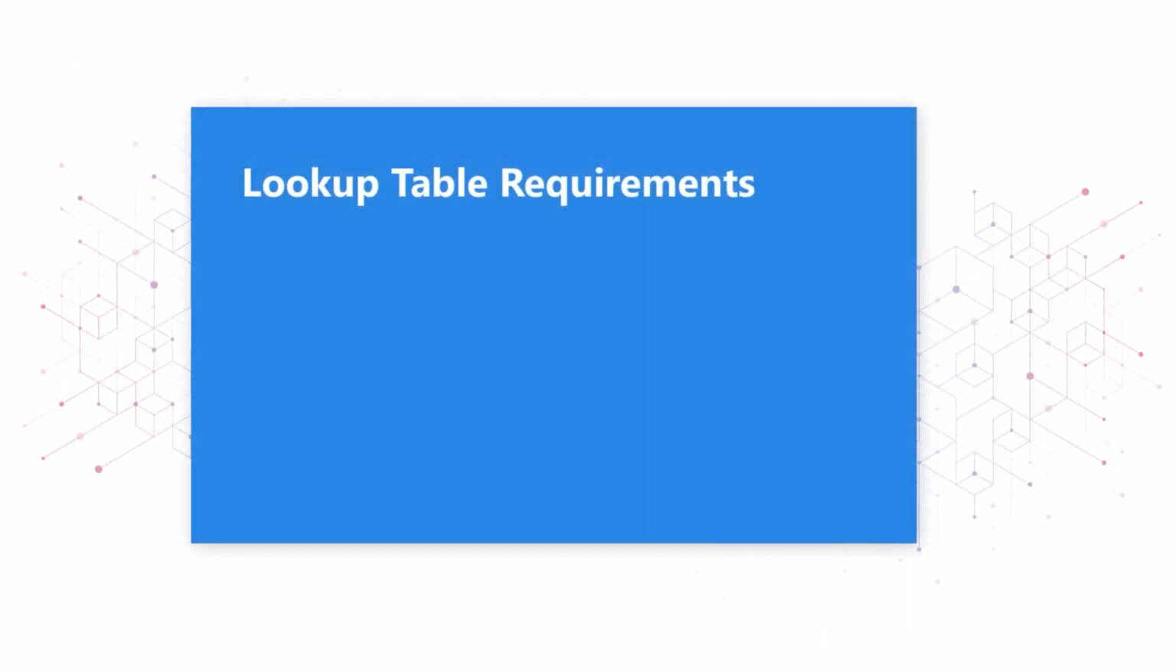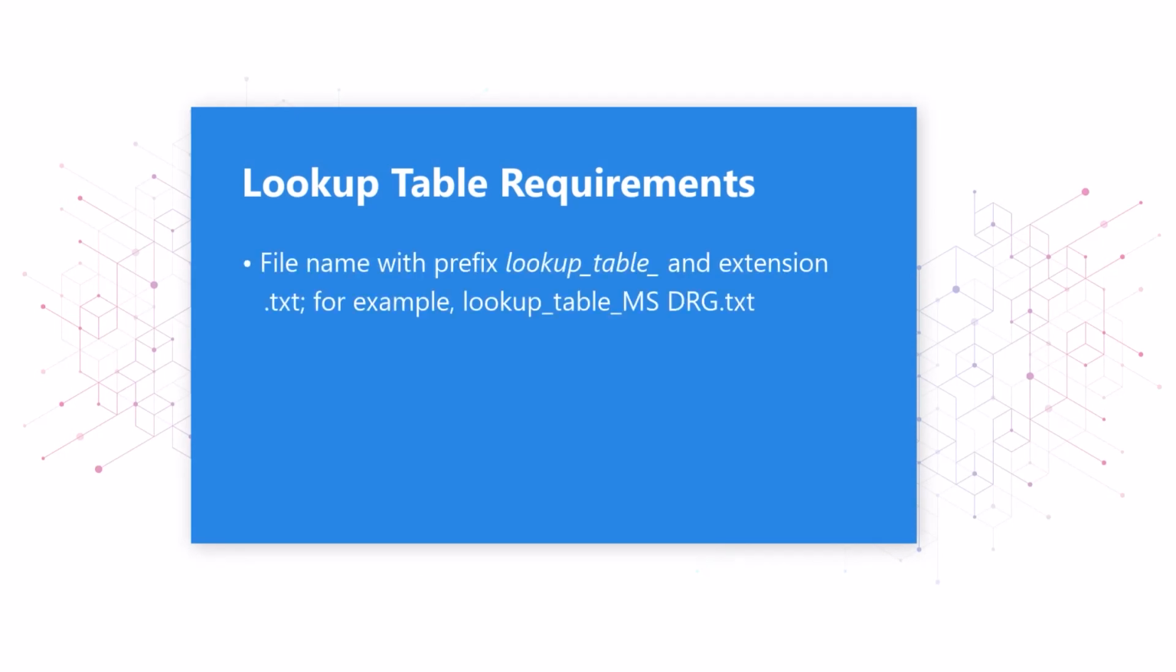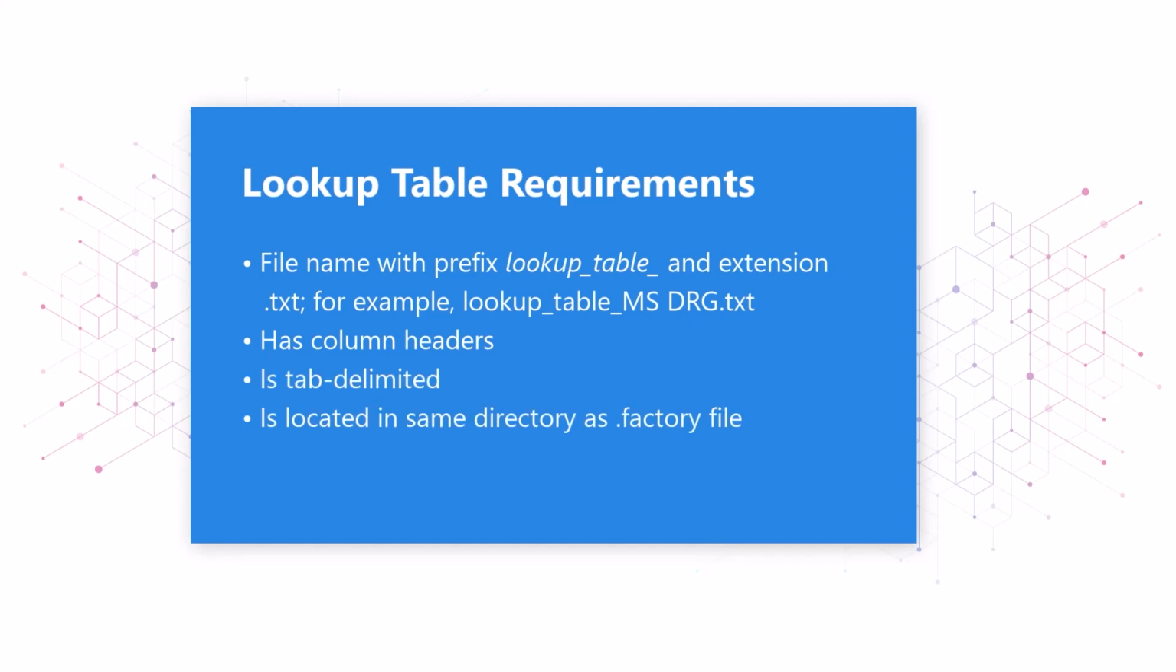A lookup table has the following requirements. Has a file name with the prefix lookup_table_ and the extension .txt. For example, lookup_table_MS-DRG.txt. Has column headers, is tab delimited, and is located in the same directory that contains the factory file.